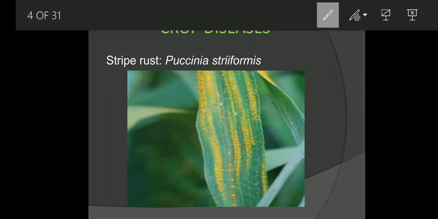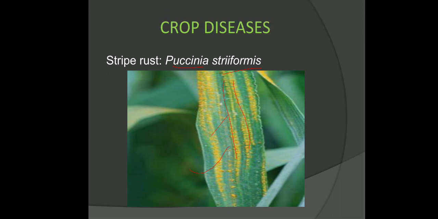Next, we have stripe rust. Stripe rust is formed due to Puccinia striiformis. This is also a fungal species from Puccinia itself, and in this, leaves as well as stems are affected. We can see stripe-like structures in the leaves as well as in the stems.